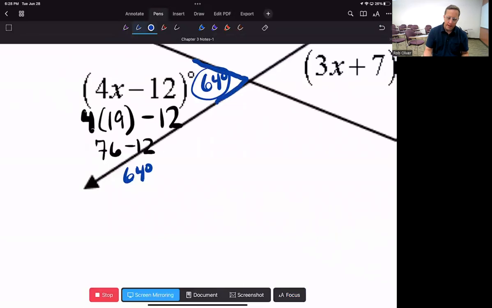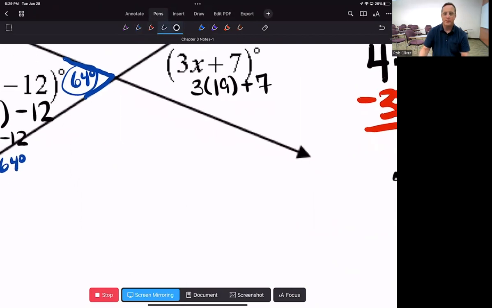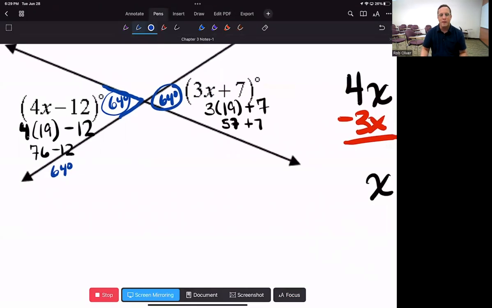Okay. And if we did this right, the other angle should be 64. So as a good measure here, let's put in 19 for that one as well. So we're going to do 3 times 19 plus 7. 3 times 19 is 57. So now we got 57 plus 7, which is 64. There they go. They're both exactly the same. So 64 and 64. That's confirmation right there.